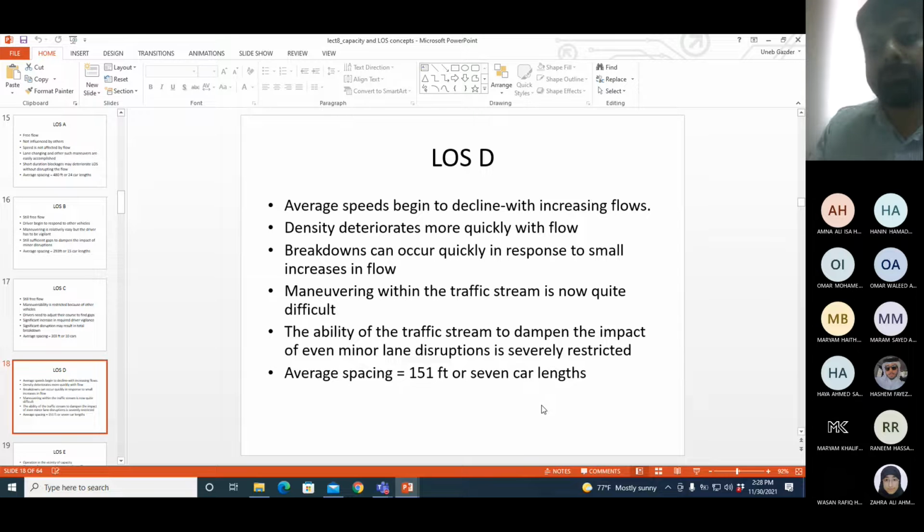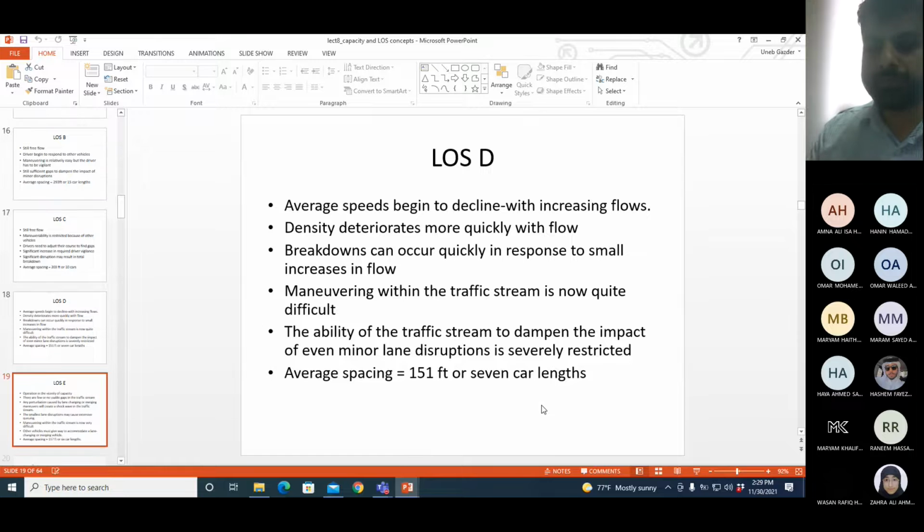In this case, obviously, since the gaps are not there so frequently, if you have a minor disruption, it can cause a blockage in the flow. Because if a lane is blocked and I don't find a gap in the other lane, what would I do? I will stop. Until I find the gap, I will stop. So a minor disruption at level of service D can block the flow.